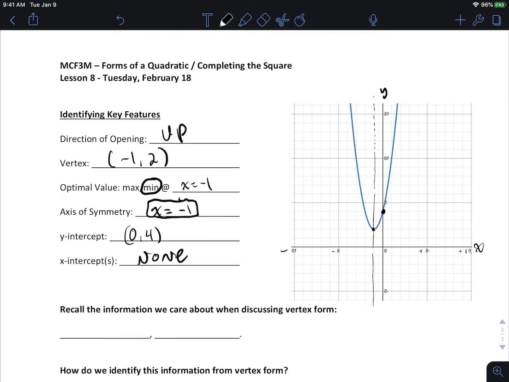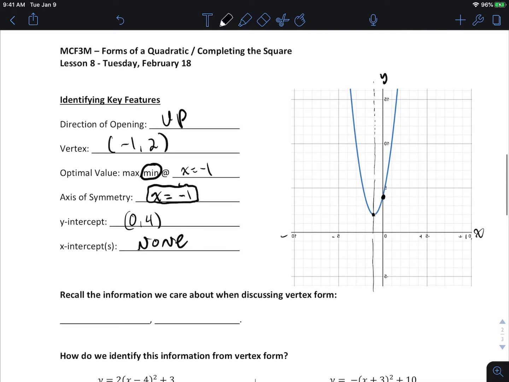So the two pieces of information we're interested in here, you always want to ask yourself: is my parabola opening up or down? So am I going to get a maximum or a minimum, right? So up, down, and then as a result, is it a max or a min? And then what the actual value is. So in that case, we're going to say the vertex, right?